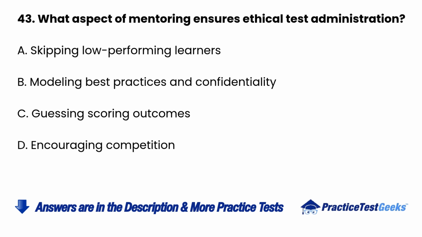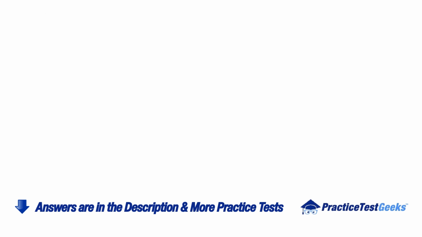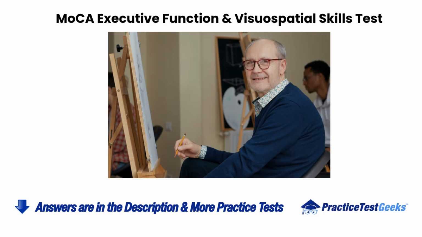43. What aspect of mentoring ensures ethical test administration? A. Skipping low-performing learners. B. Modeling best practices and confidentiality. C. Guessing scoring outcomes. D. Encouraging competition.